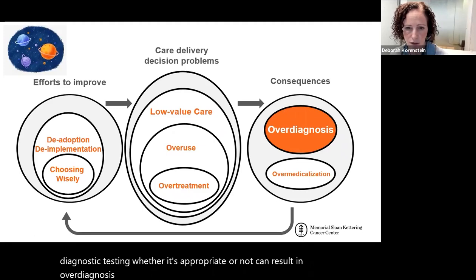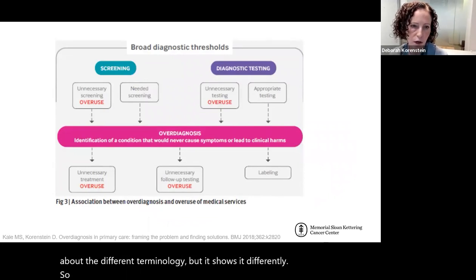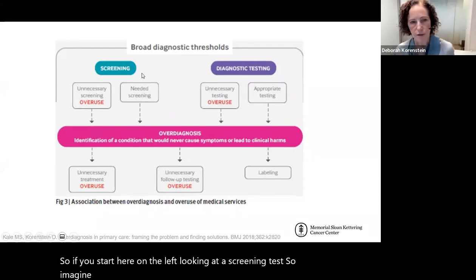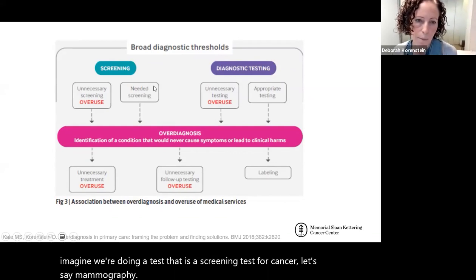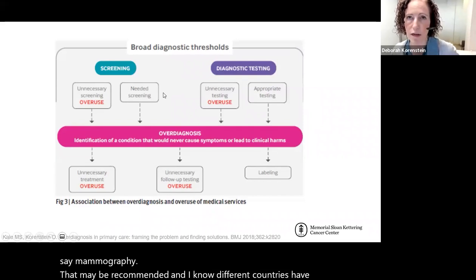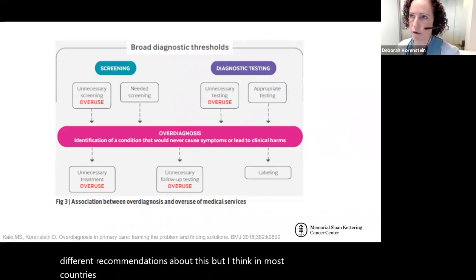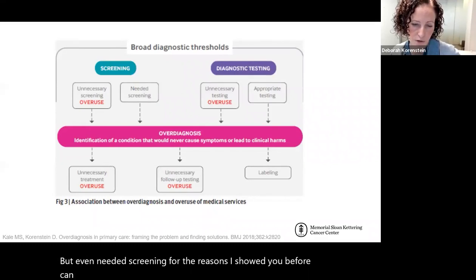So I'm going to show you a similar graphic about the different terminology, but it shows it differently. So if you start here on the left, looking at a screening test. Imagine we're doing a screening test for cancer, let's say mammography. That may be recommended, and I know different countries have different recommendations about this, but I think in most countries, it's agreed that women of certain ages, maybe ages 50 to 70, do benefit from breast cancer screening. But even needed screening, for the reasons I showed you before, can result in overdiagnosis.